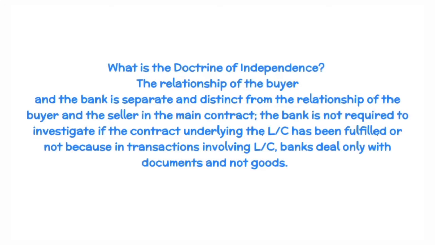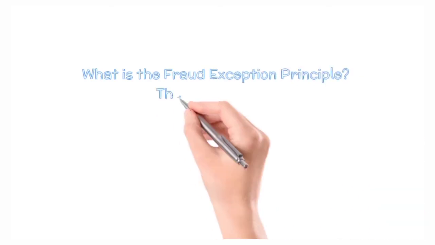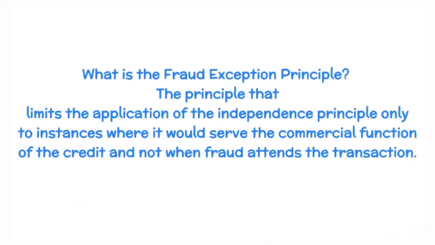The bank is not required to investigate if the contract underlying the letters of credit has been fulfilled or not, because in transactions involving letters of credit, banks deal only with documents and not goods. What is the fraud exception principle? The principle that limits the application of the independence principle only to instances where it would serve the commercial function of the credit and not when fraud attends the transaction.